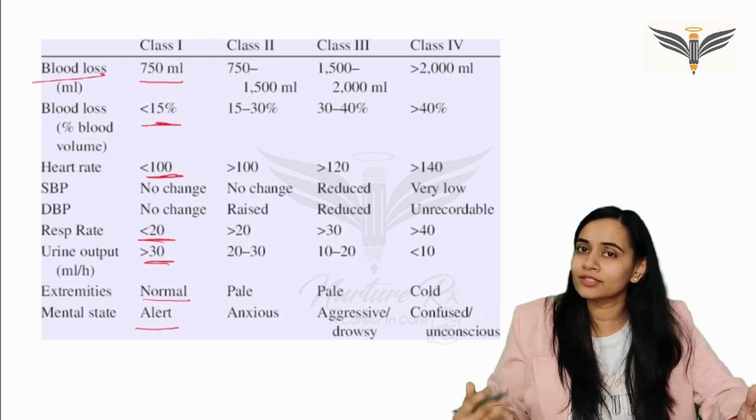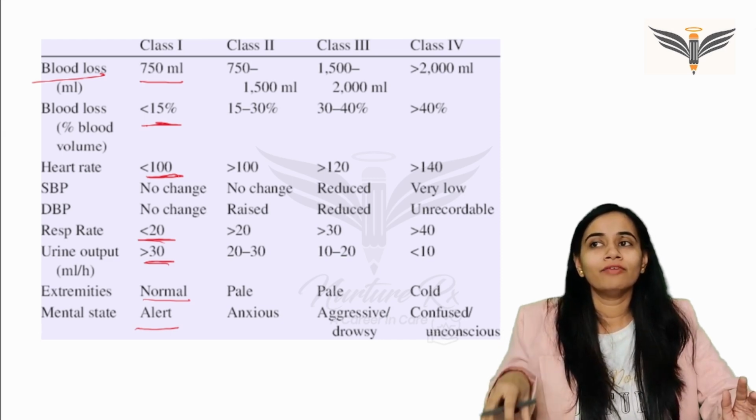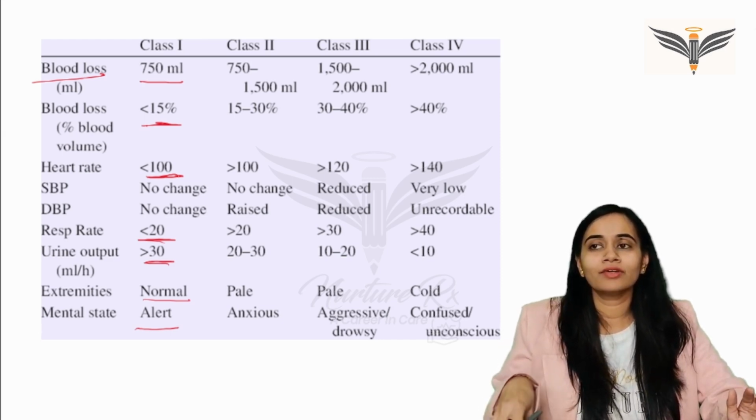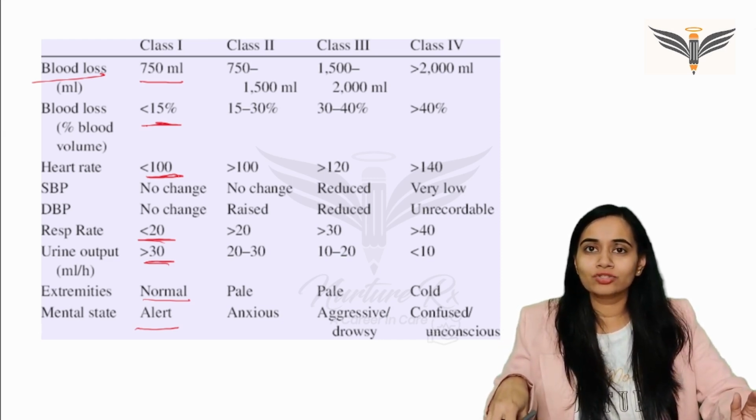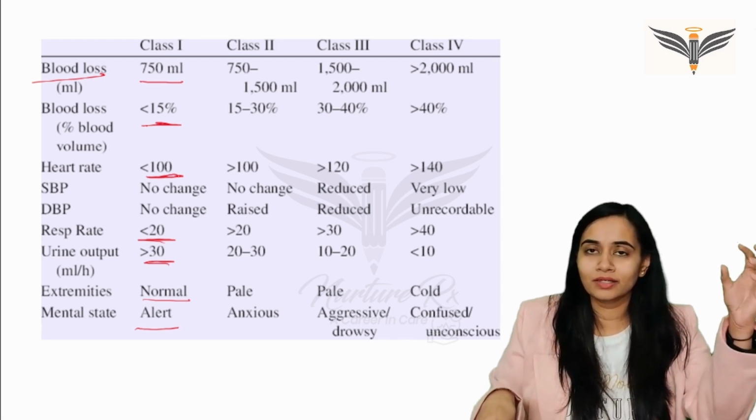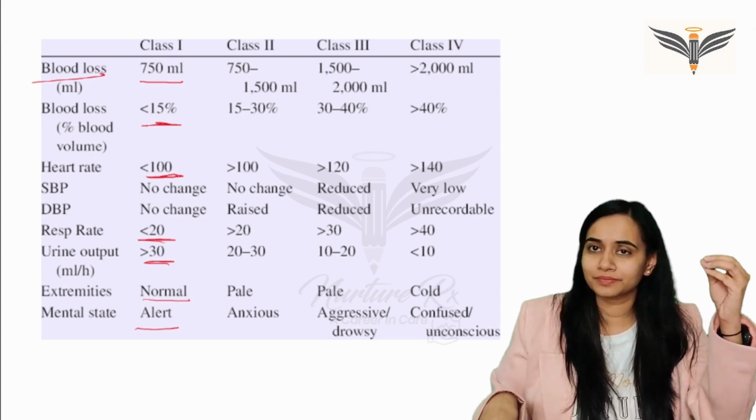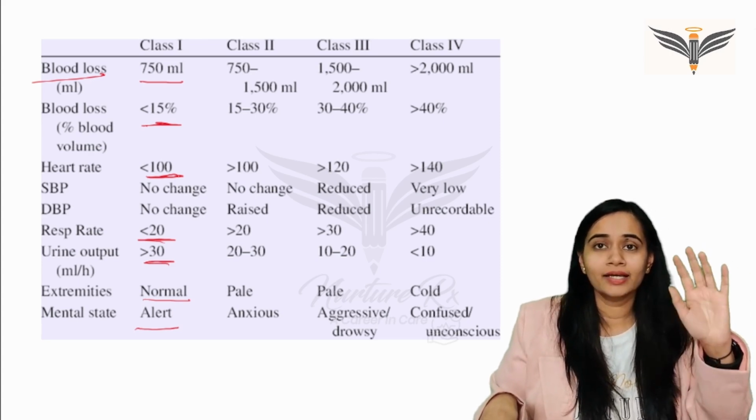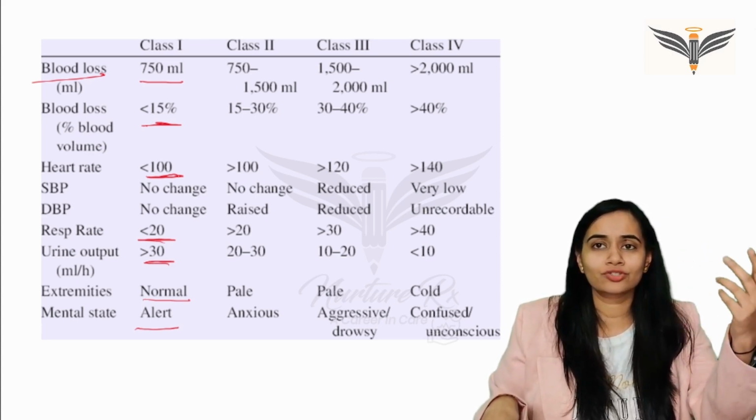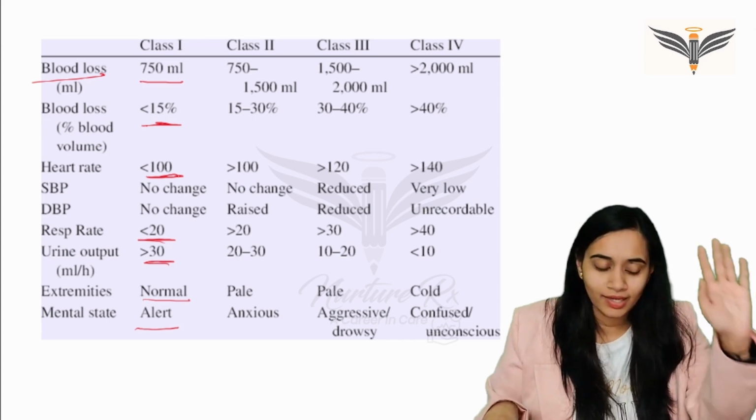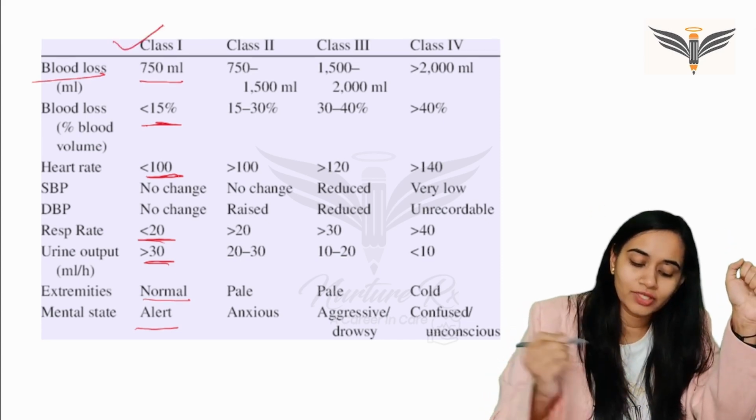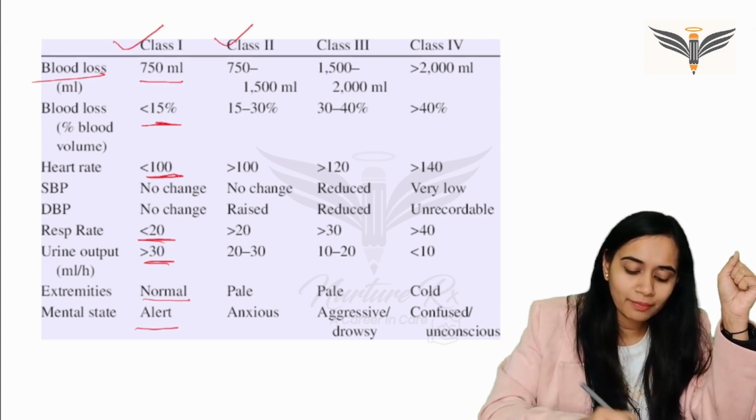He's responding, he's conscious. So whenever there is grade 1 shock, there will be a complaint of a blood loss or a certain situation. But the patient that you receive is usually in alert condition. The patient is conscious, his vitals are okay. Okay, so this is your grade 1. What happens in grade 2?